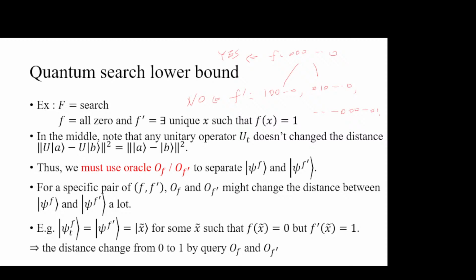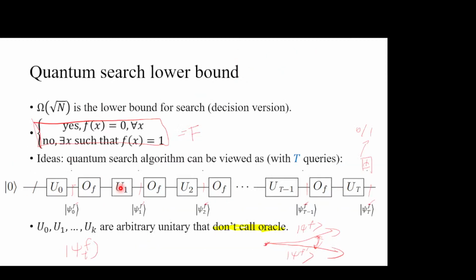And then how does this help us bound the query complexity? We go back to this algorithm and think about how the state and the distance can change. You will see that the only things in the middle are those U and O, and the U actually does nothing because U doesn't depend on f. If you apply U on psi f of t and psi f prime of t, it's the same unitary applied on two states, so it doesn't change the distance between those two states, because unitaries preserve distance. So the only things that can change the distance between your psi f and psi f prime are those O f, because one of the lines gets O f applied and the other gets O f prime applied.